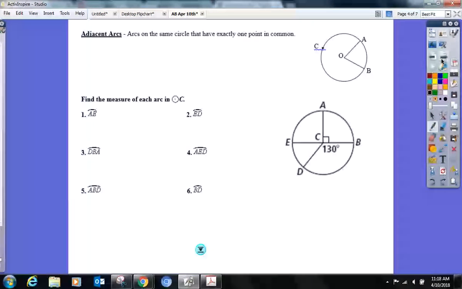Adjacent arcs. Exactly how it sounds. What's adjacent usually mean in the old mathematics world? Next to. Two arcs that are next to each other. They share a common point.